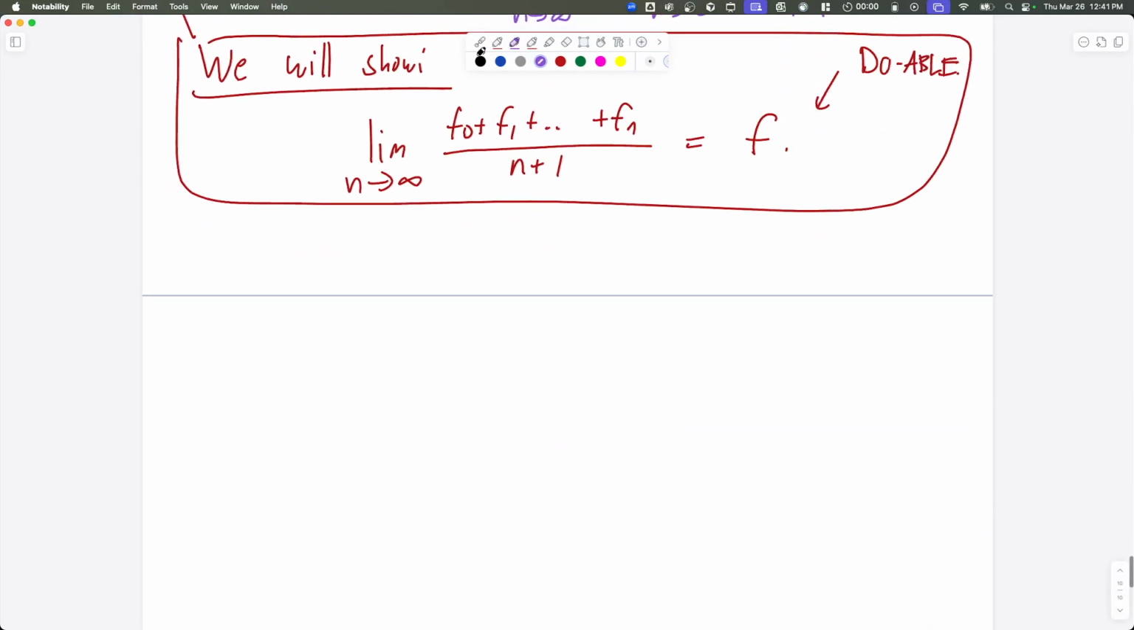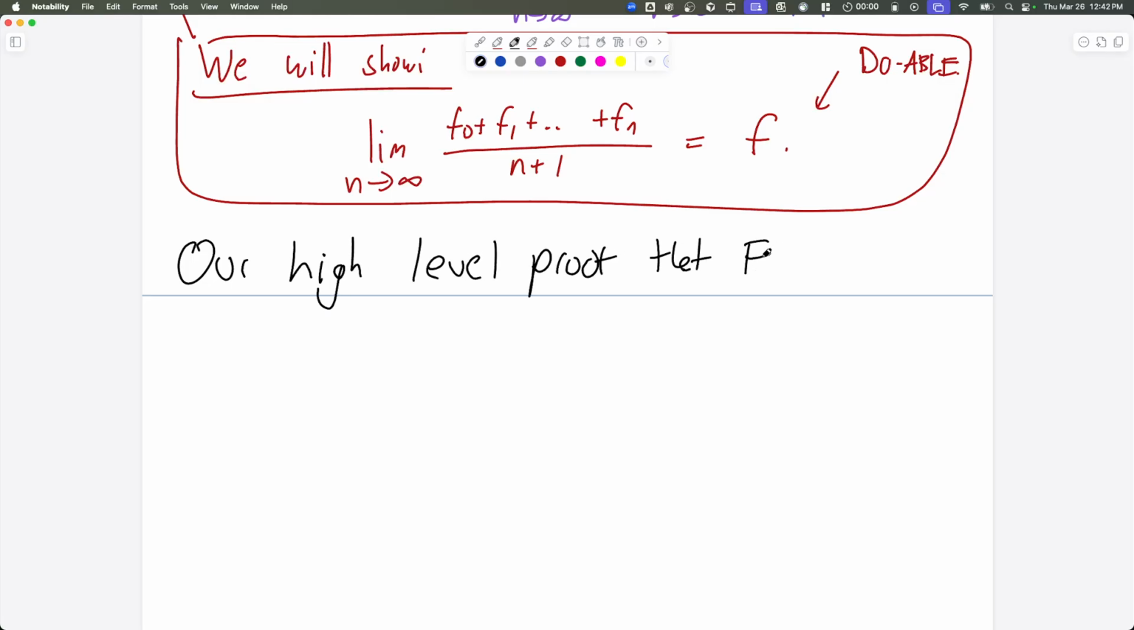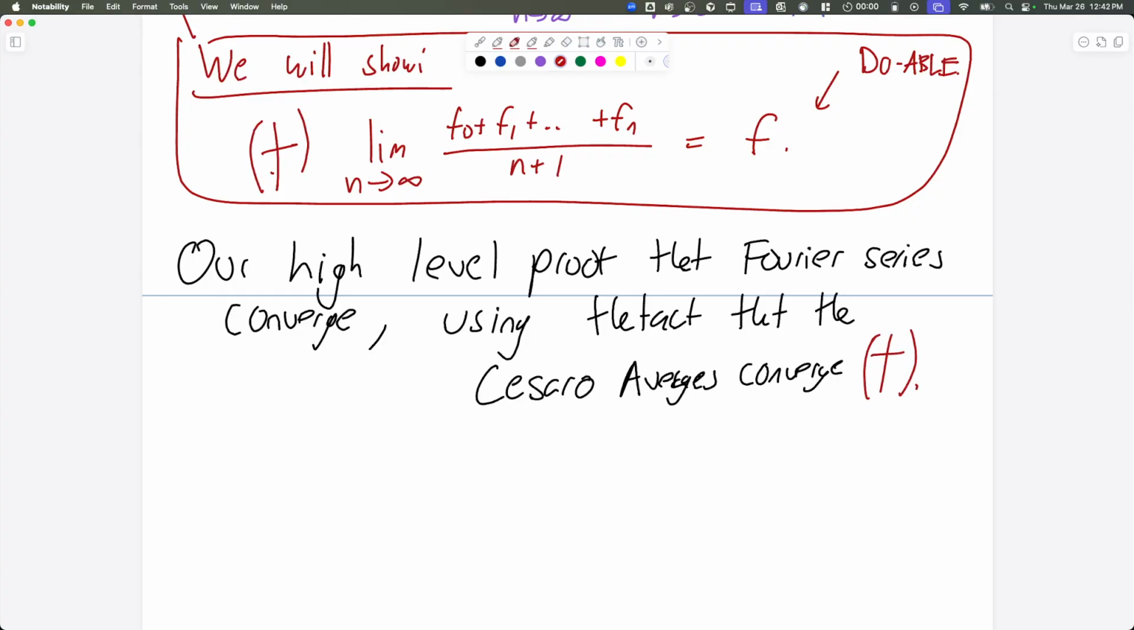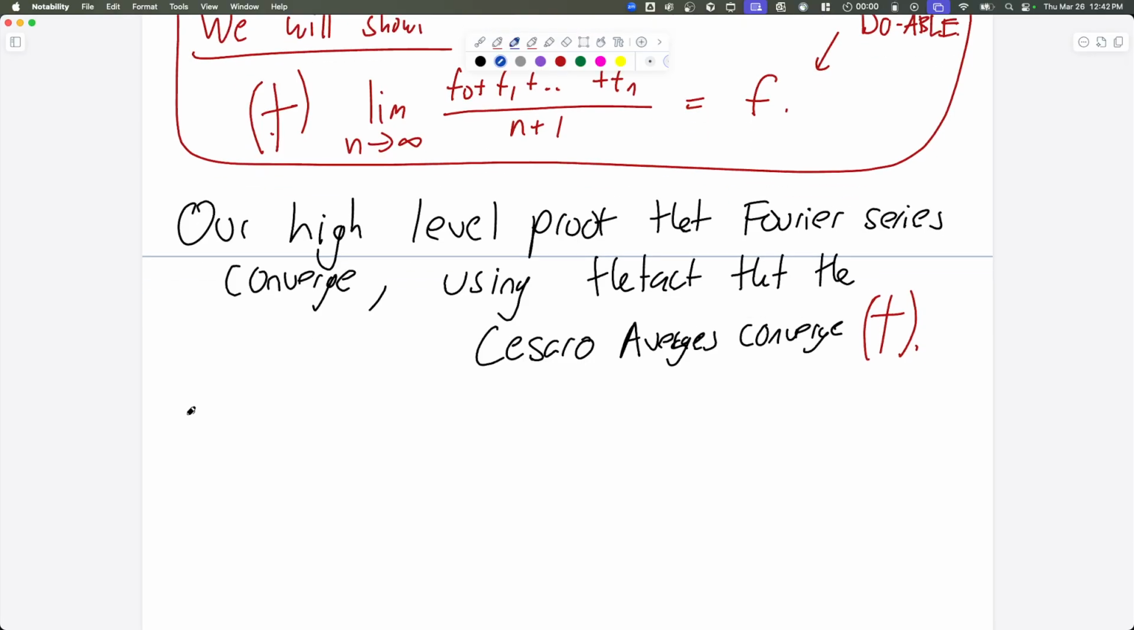Okay, so here's our high-level proof. High-level proof that Fourier series converge using the thing in red, the fact that Cesaro averages converge. Let's give this thing a name. Dagger. Okay, using dagger. If you can prove dagger, that will imply what's going on. So how will we do it? Okay, so the proof.